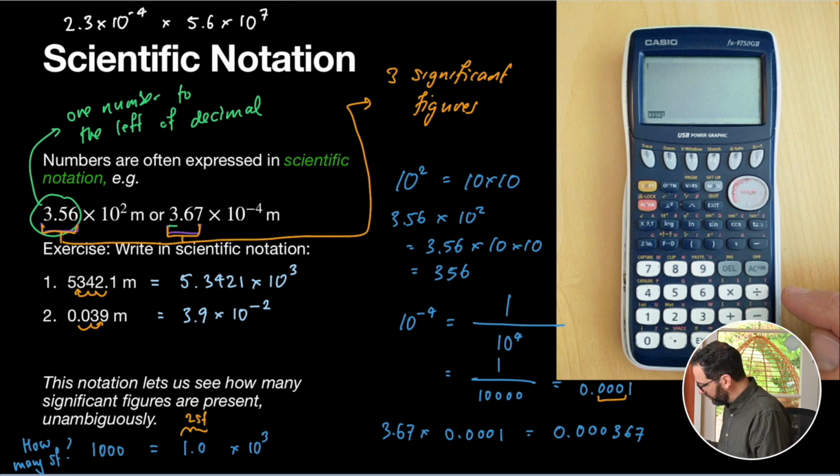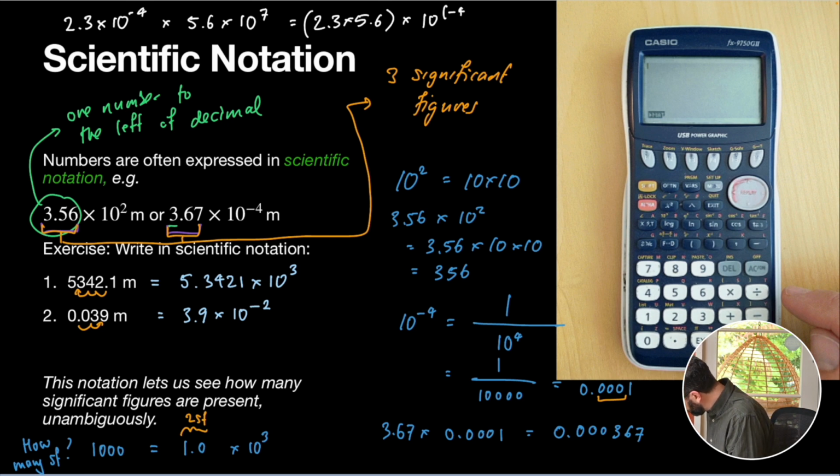Then the way you do this is you multiply the numbers together, 2.3 times 5.6, and for the power of 10, you add the exponents, which is the number above the 10. So it's going to be negative 4 plus 7. So that's going to give me 2.3 times 5.6 is 12.88 times 10 to the negative 4 plus 7, which is 3.